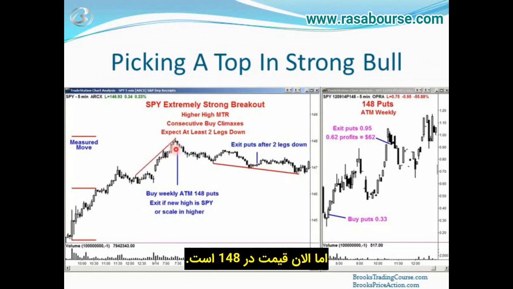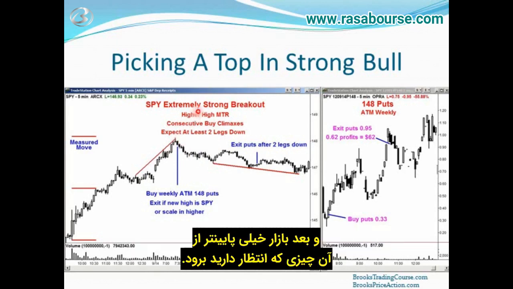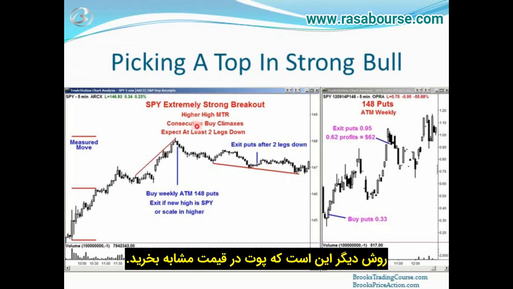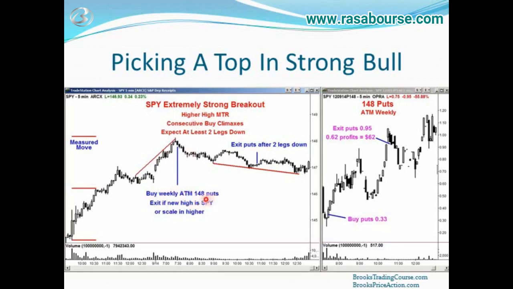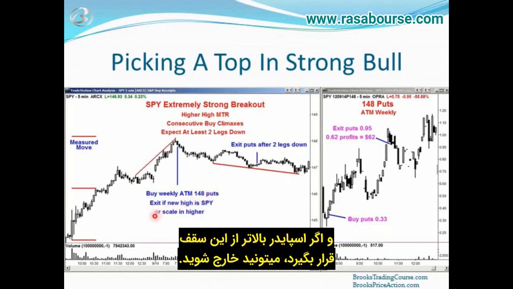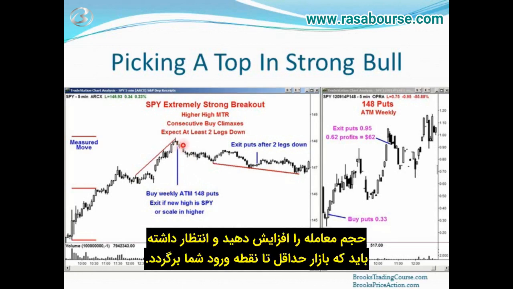But at the money is 148. You have a choice. You could short this, but you risk that the market may have another couple very big pushes up, and you could be quickly down much further than you'd want to be. The alternative is to buy an at the money put, a 148 put. And you could either exit if the spider goes above this top, or you could scale in and buy more puts higher, betting that the market will at least come down to your original entry price.